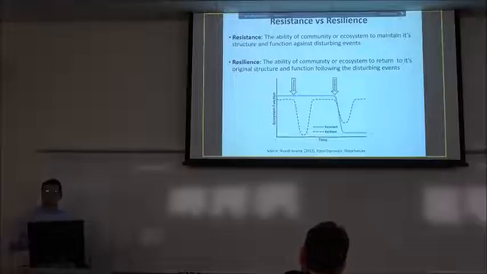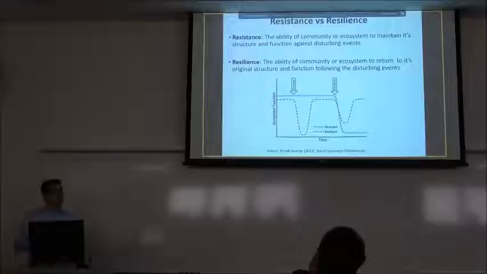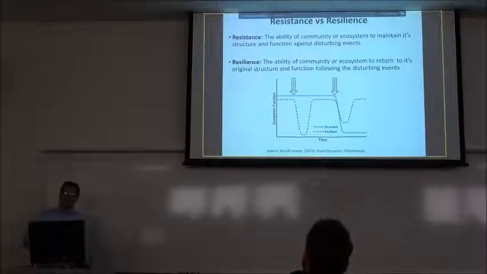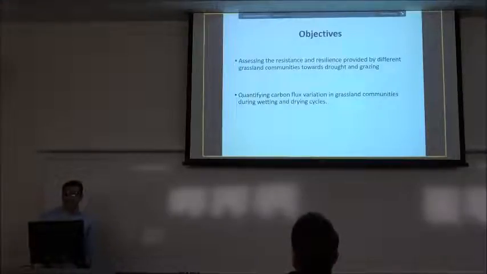So resistance and resilience are two important key characteristics which provide stability to a particular grassland. Again, it is the community composition of the grassland because of which the resistance and resilience vary. Which brings us to the main objectives of our research. The first is assessing the resistance and resilience provided by different grassland communities towards drought and grazing. The second is quantifying carbon flux in grassland communities during wetting and drying cycles.